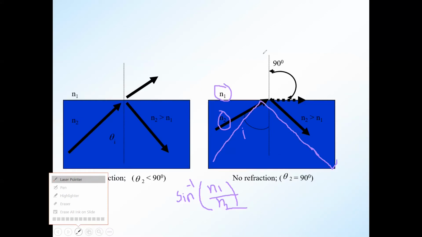Okay, is it clear? This principle? Yeah. Okay.